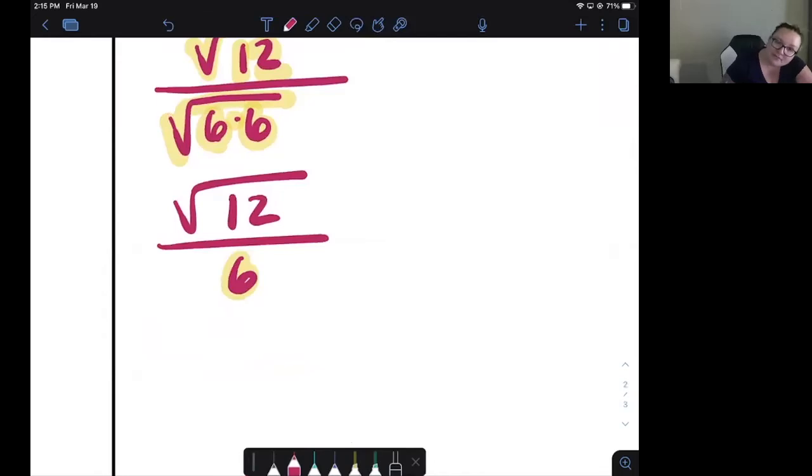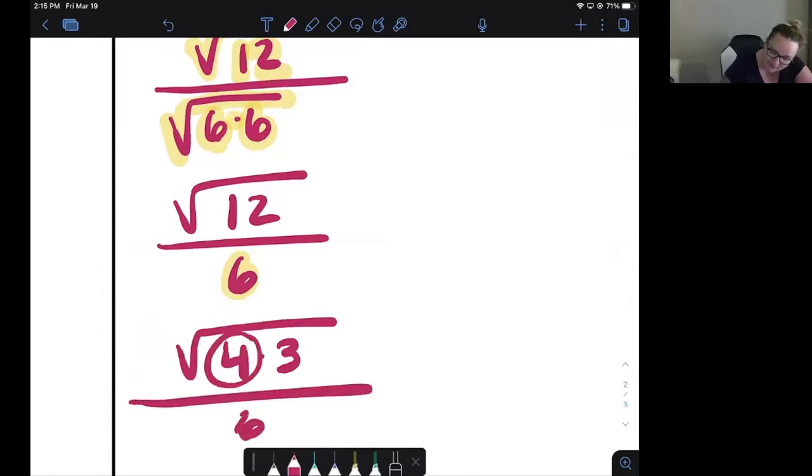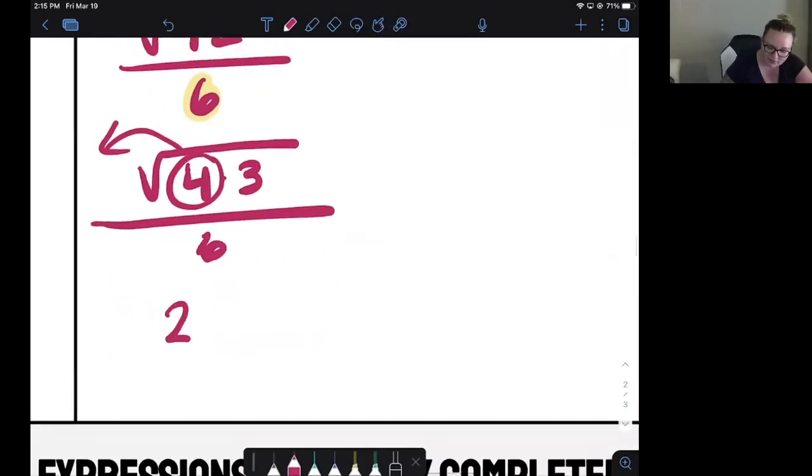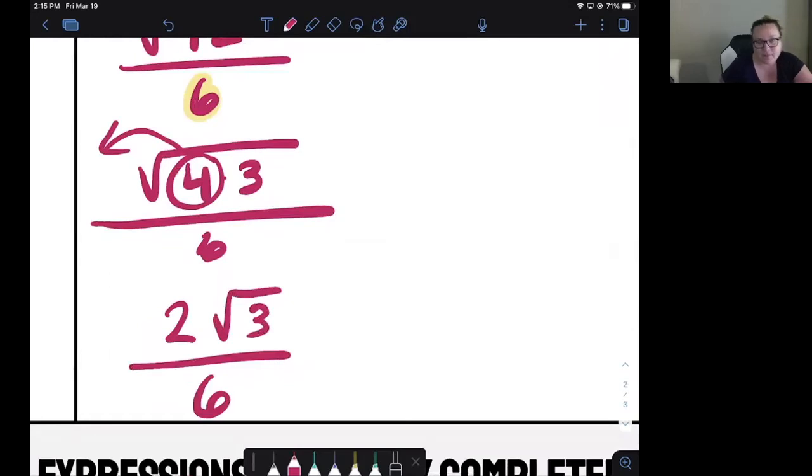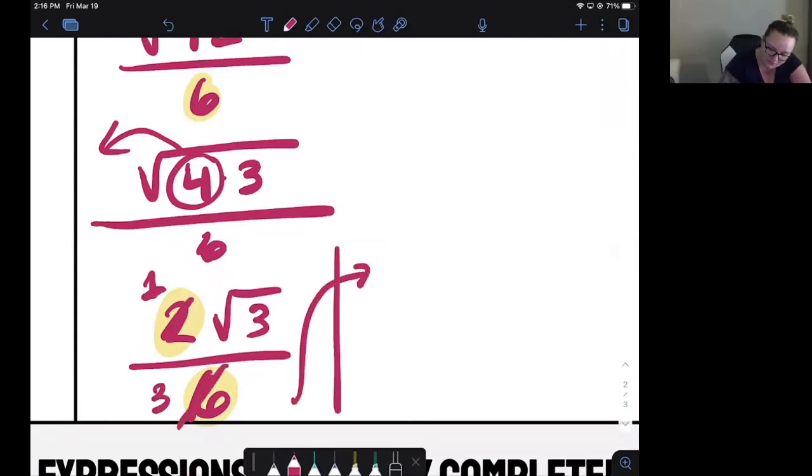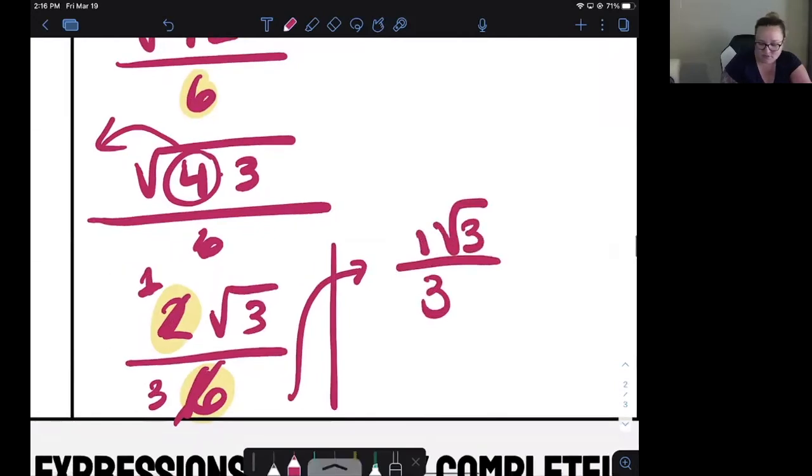But root 12 can be simplified further because 12 is really 4 times 3. And the square root of 4 is 2. We can bring that out in front of the radical, and we get 2 root 3 over 6. Now, because both the 2 and the 6 are outside of the radical, we can go ahead and simplify 2 over 6. Well, 2 divided by 2 is 1. 6 divided by 2 is 3. So 2 over 6 simplifies to 1/3 root 3. 1 times root 3 is root 3, and then over 3.